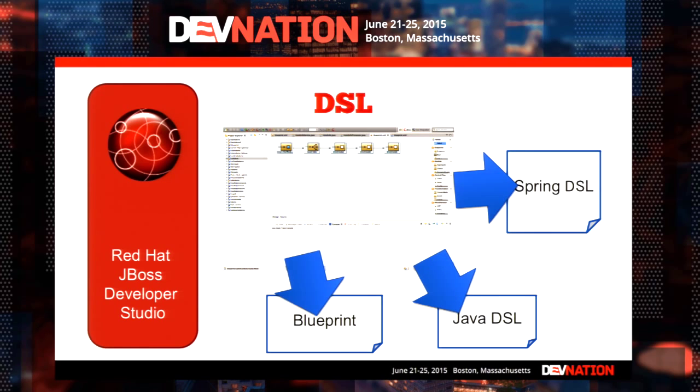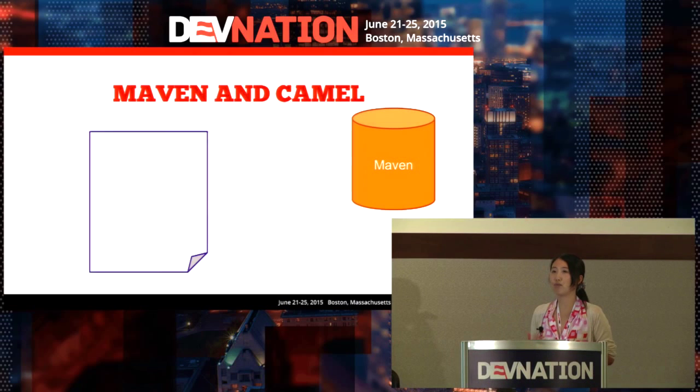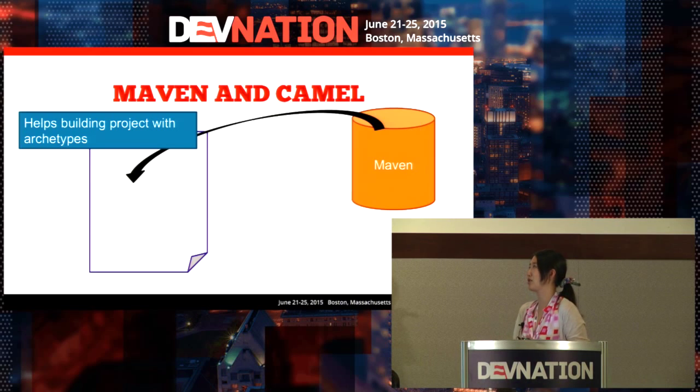Okay? Before we go in and do a demo, I want to talk a little bit about Maven and Camel, because to develop a proper Camel application, Maven makes your life easier. Why does it make my life easier? First of all, using the Maven archetype, it creates a project for you. It creates all the folder structures, so you don't have to worry about where to put your Camel context and where to put your resources. It creates all the project structure for you.